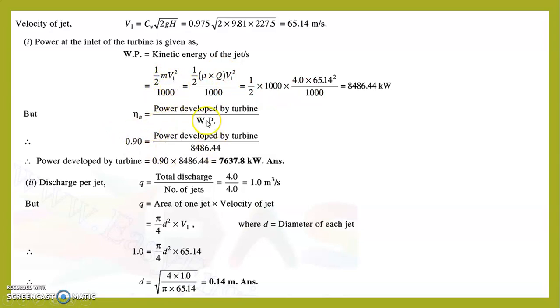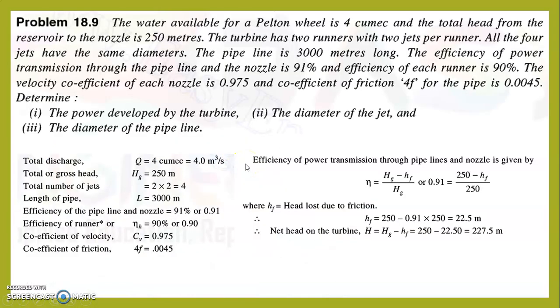So we will calculate the water power and, using hydraulic efficiency, we can calculate the power developed by the runner, which is equal to 7637.8 kilowatt. The next thing we have to calculate is the diameter of the jet, small d.